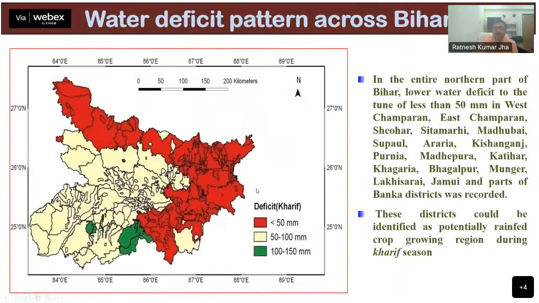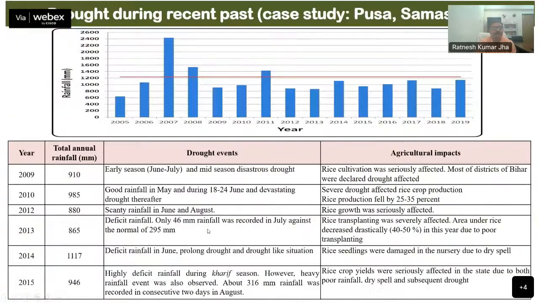Again, based on the water deficit pattern, we can change our cropping system and cropping intensity, and the cropping pattern of the crops can change based on these water deficit and water surplus patterns. And in the last 3-4 years, when the climate has been kind of wrong, we have just achieved our mission and target. So you can see the drought during the recent past.